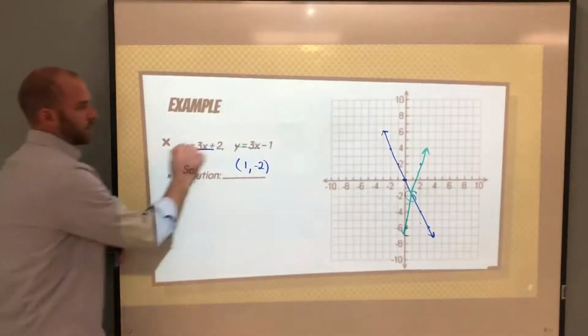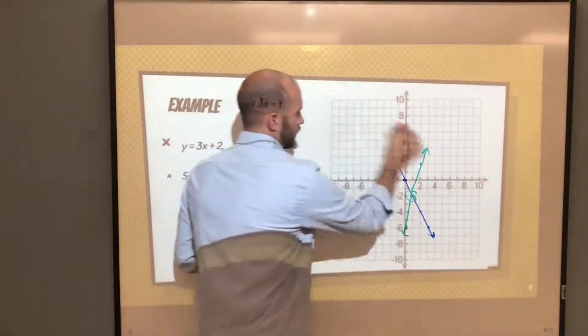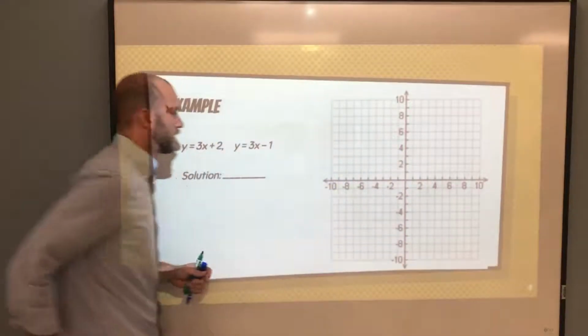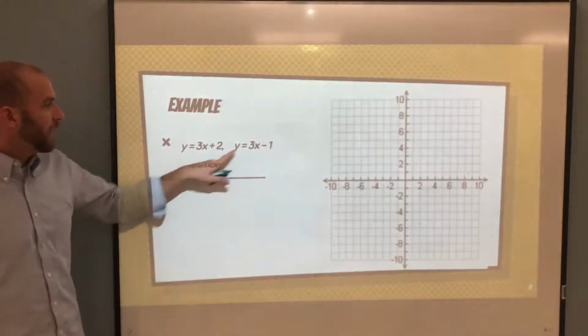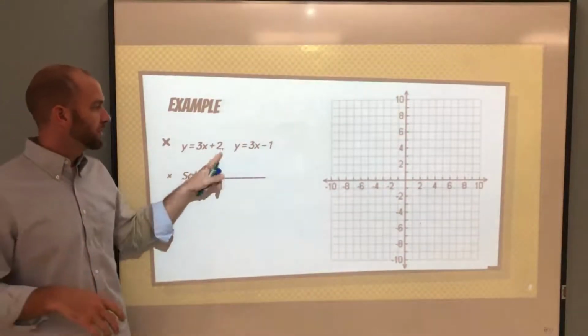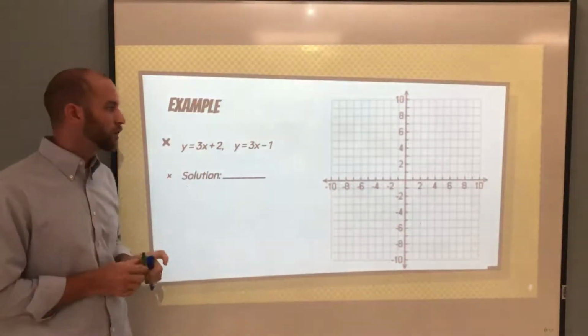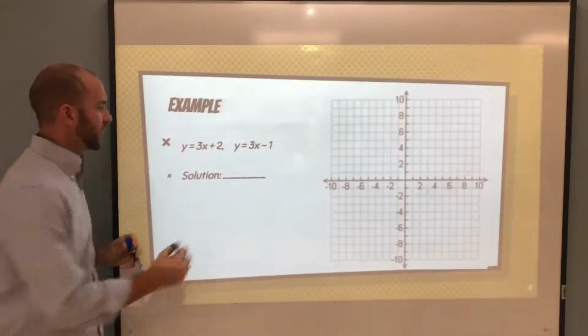In the third example, we have two different lines, both with a slope of 3. Now if you look back at your notes, you know that if we have the same slope but different y-intercepts, then the lines are going to be parallel. Let's graph this just to check that.